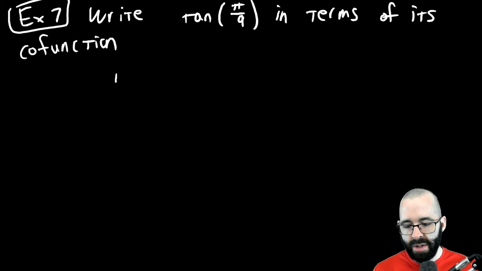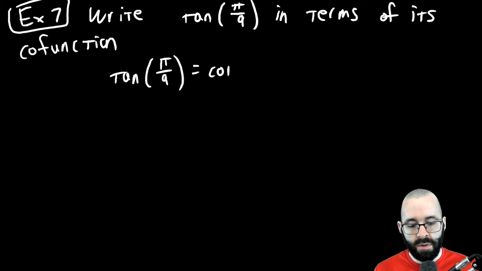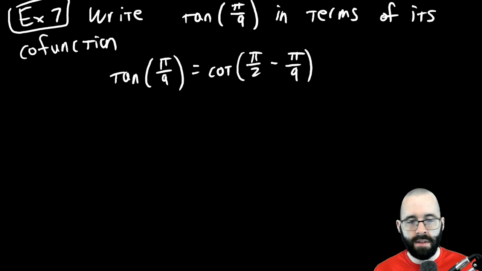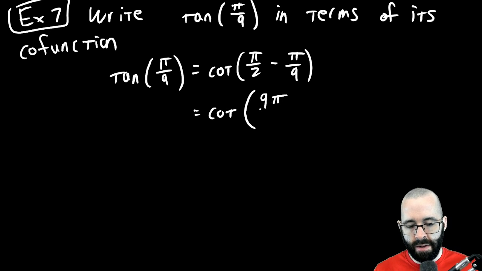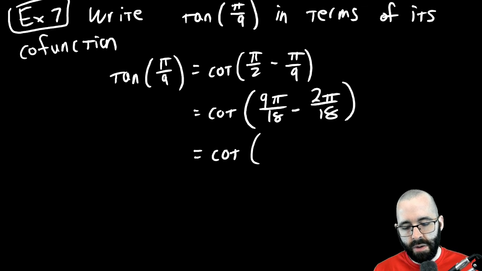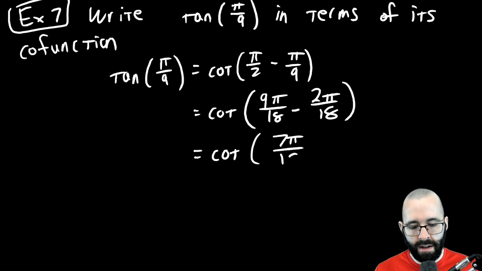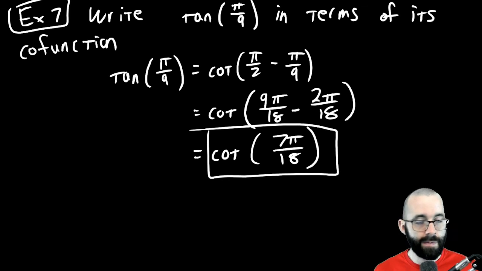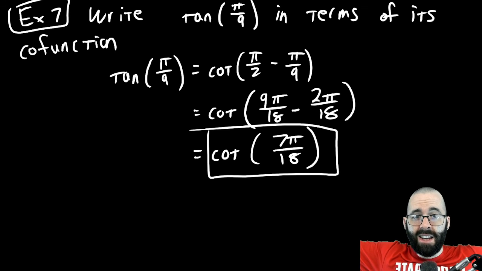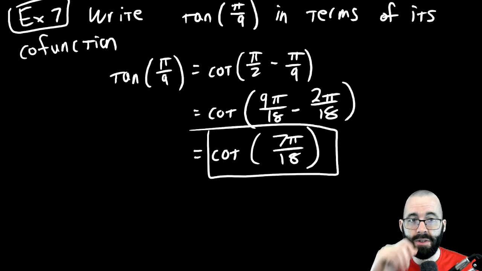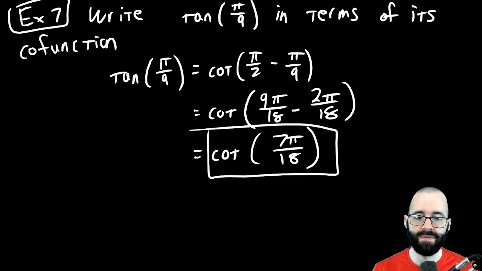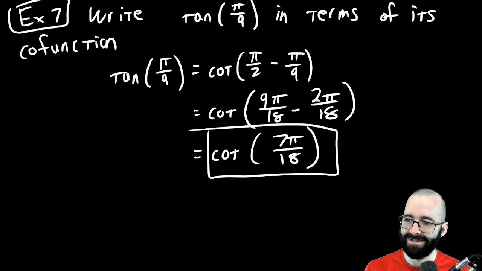So we're going to use the formula that the tangent of pi over 9 is its cofunction, which is cotangent of pi over 2 minus that angle. And you just need to simplify. Get a common denominator, 9 pi over 18 minus 2 pi over 18. And we get the cotangent of 7 pi over 18. And that's all it wants us to do. And that's how cofunctions connect with sum and difference formulas for sines, cosines, tangents. Enjoy.